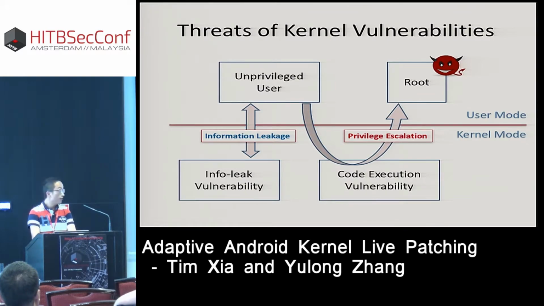So as everyone knows, kernel vulnerabilities are dangerous. There are two types of vulnerabilities. The first one can cause information leak. And the second one can cause code execution in kernel mode. So by combining those vulnerabilities, an unprivileged user can gain the root privilege to launch dangerous attacks.